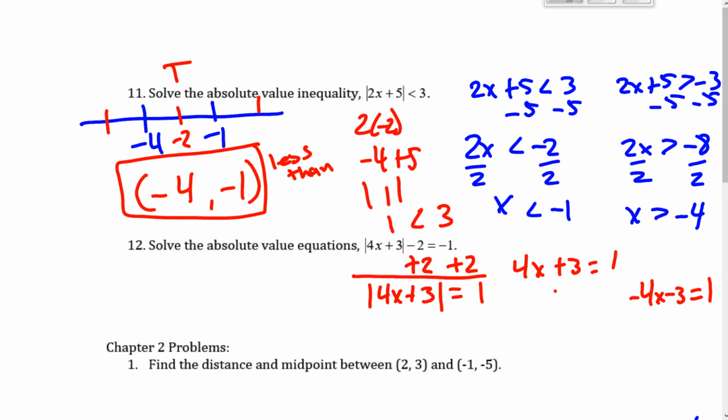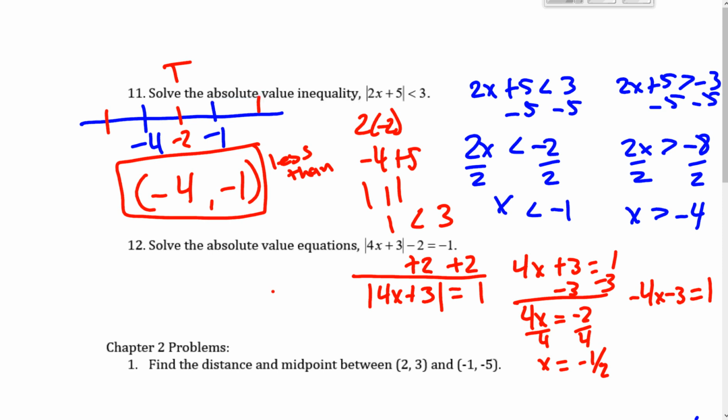Okay, so here we would subtract 3. So I get 4x equals -2, divided by 4. We get -1/2. So x equals -1/2. And since we have an equal sign, we just want to check our answer. So -1/2, plug it in. That'd be -2. -2 plus 3 is 1. Absolute value of 1 is 1. 1 minus 2 is -1. -1 does equal -1, so that's true.